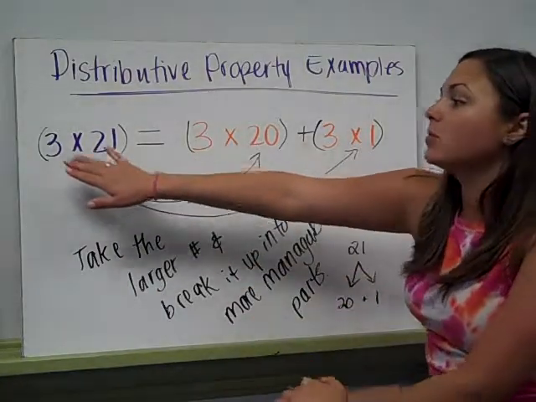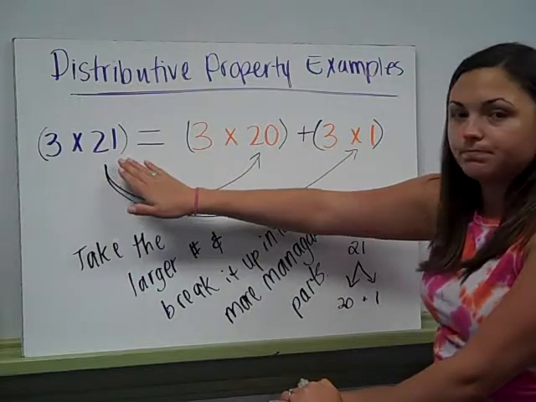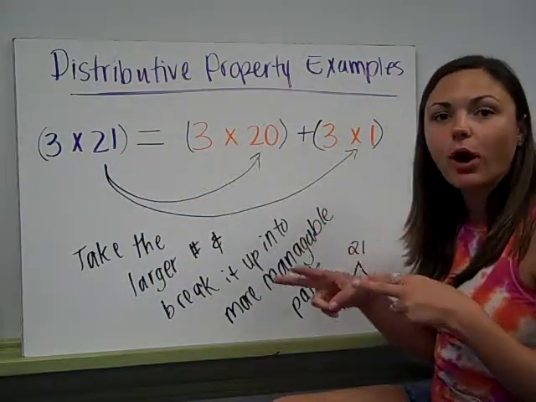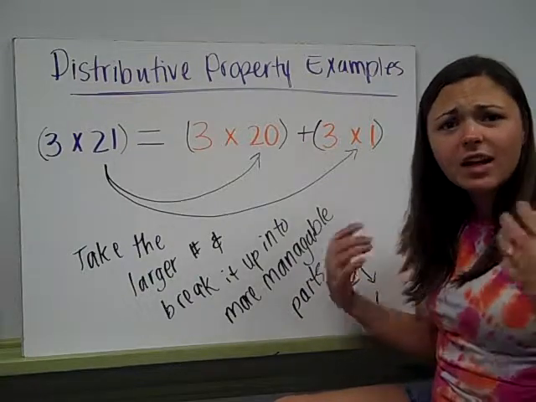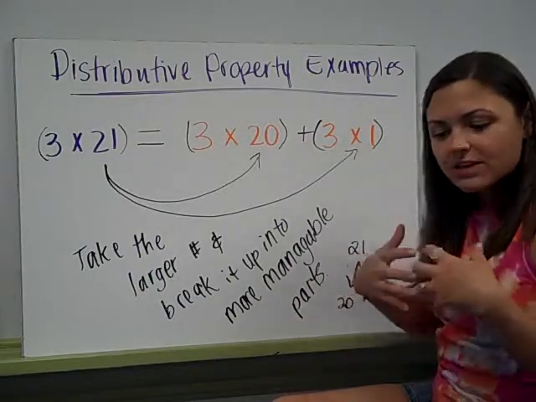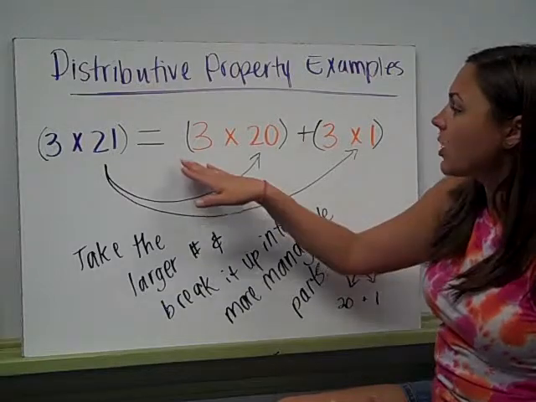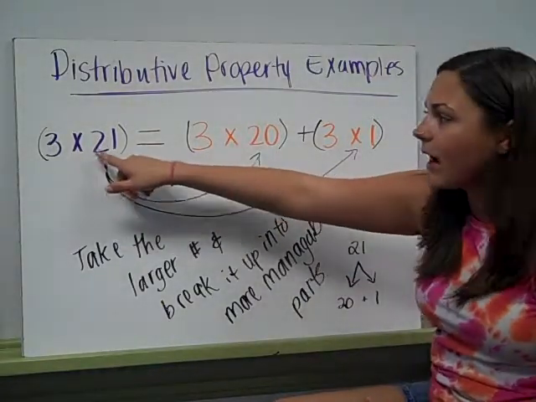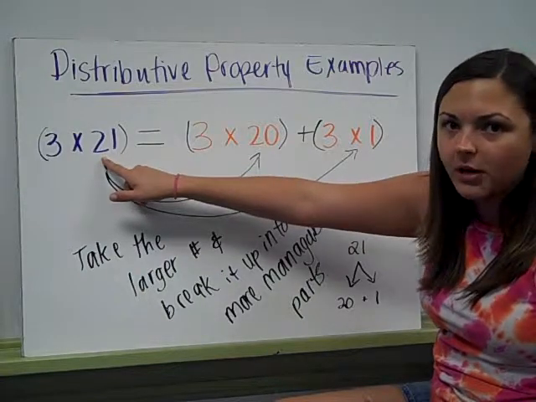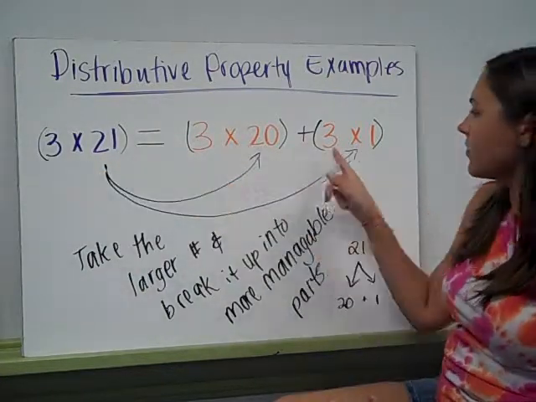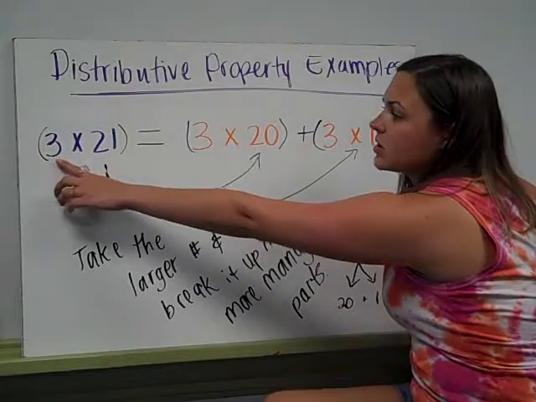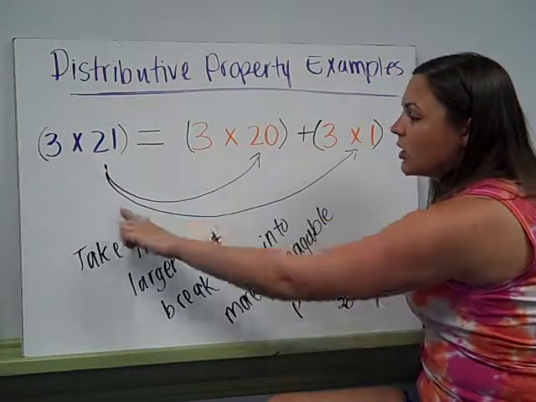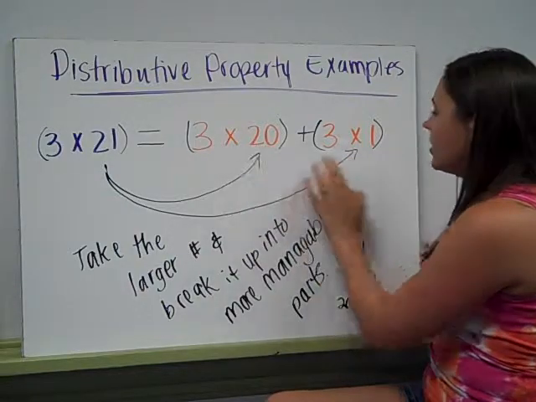I take my problem 3 times 21. And I want to break it apart into 2 simpler problems so that I can add it up. If I break anything apart, in order for it to come back together, I have to add. So I'm going to break apart the 21 because 3 is easy to multiply by. However, 21 is not that easy to multiply by. So I'm going to leave the 3 the same when I break it apart. Whereas you see 3 here, 3 here, 3 here. But I want to break this 21 up into 20 and 1.